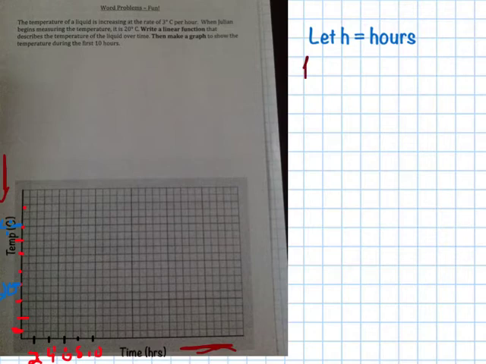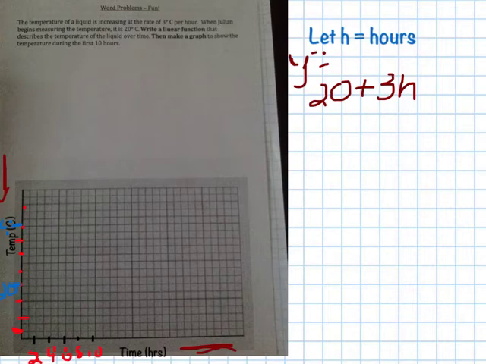So we have y equals, and now I need to come up with the function. Let's see. It's going to be increasing at a rate of 3 degrees per hour, but it starts at 20 degrees Celsius. So that's your starting point. You've got 20 degrees, and it's increasing, which means plus, at a rate of 3 degrees per hour. There's your 3, and there's your times h. So y equals 20 plus 3h.